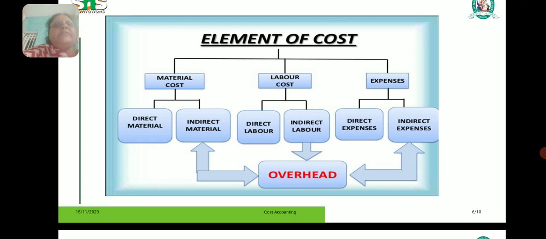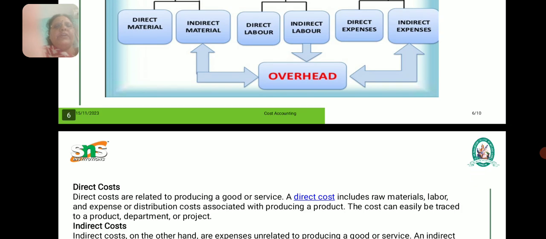Now coming to the elements of cost. Cost is divided into material, labor, and expenses. So material cost is again classified into direct material and indirect material, and labor cost is also classified into direct labor and indirect labor. Expenses are also classified into direct expenses and indirect expenses. So the indirect material, indirect labor, and indirect expenses altogether are known as overheads.